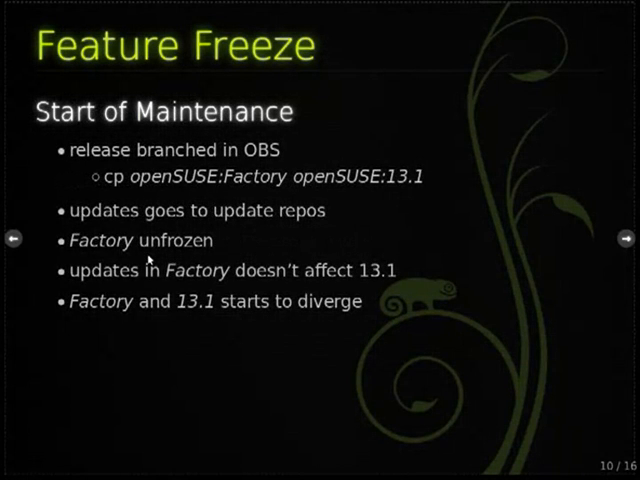And at some point, we will branch our factory and we will create openSUSE 13.1. And then factory and released openSUSE will start to diverge. Factory will get unfrozen. We can start breaking it again. And updates in factory will not affect the distribution that we are trying to release.